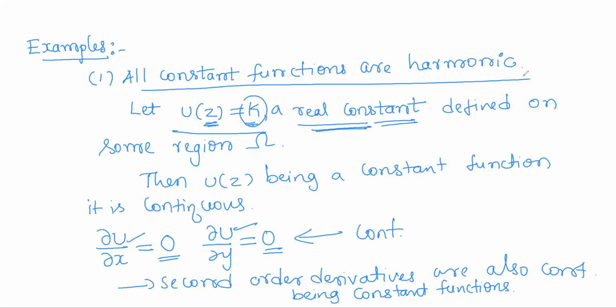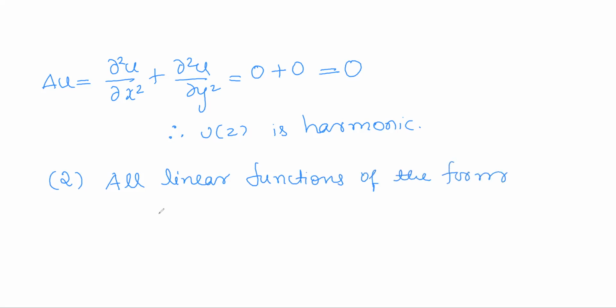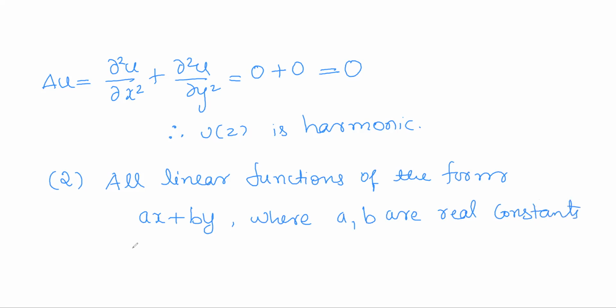So the second example is that all linear functions of the form ax plus by, where a and b are real constants, are also harmonic.